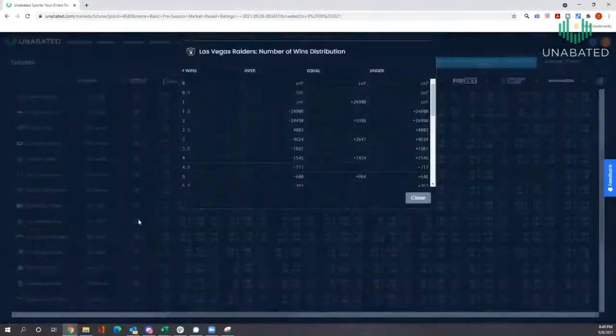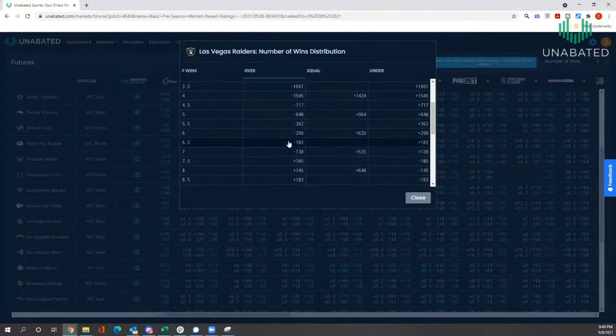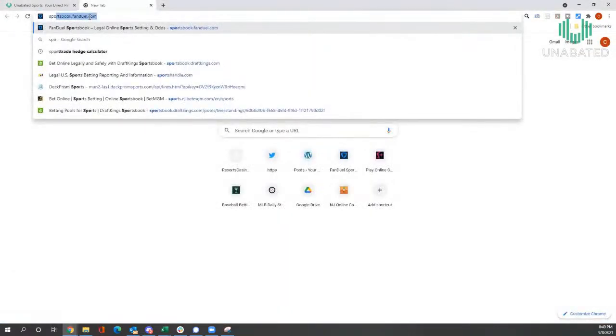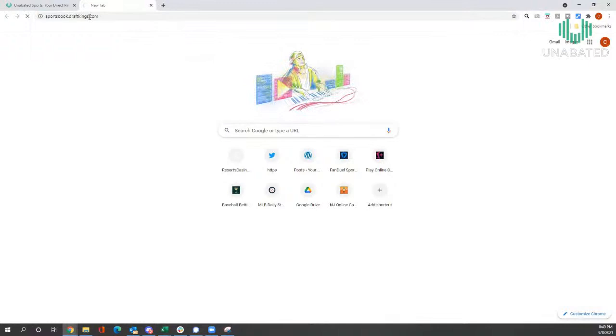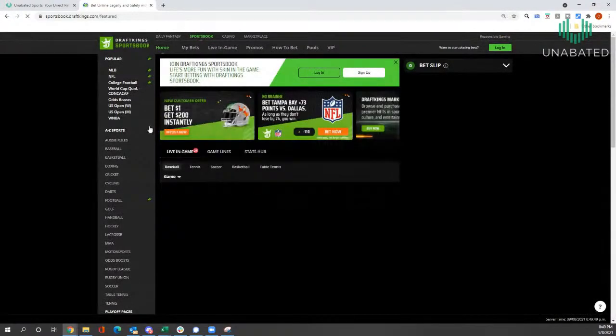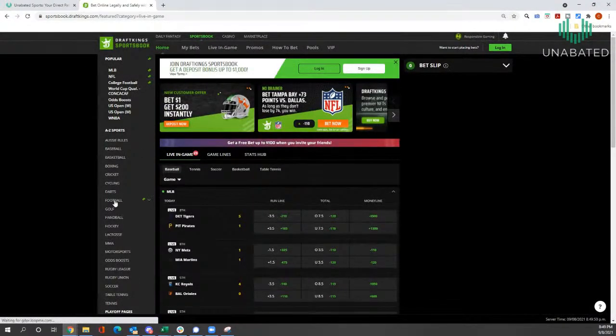All right, I'm pulling up the distribution again. This would be in team specials? No, team futures. I'm going to find it. Exact season wins. I found it. Raiders. Okay, so for the Raiders, 6 wins is priced at plus 400. I'm at DraftKings, but I'm just going to meet you over there real quick.